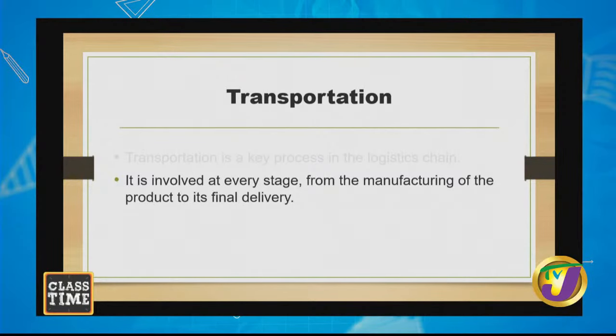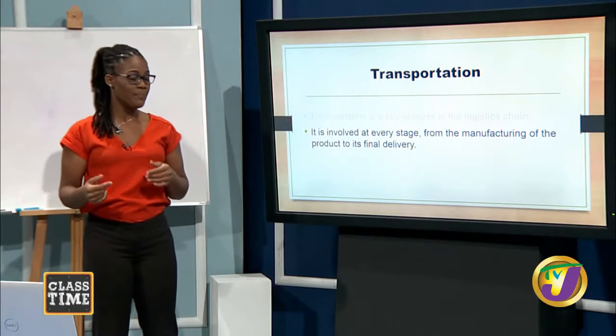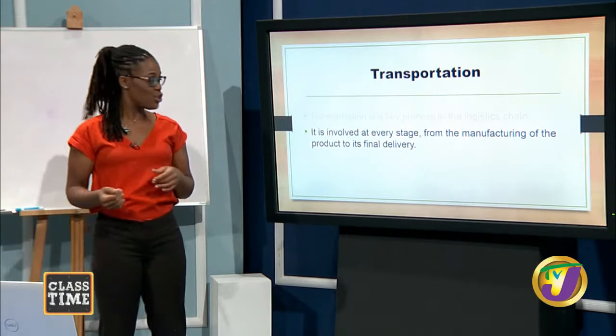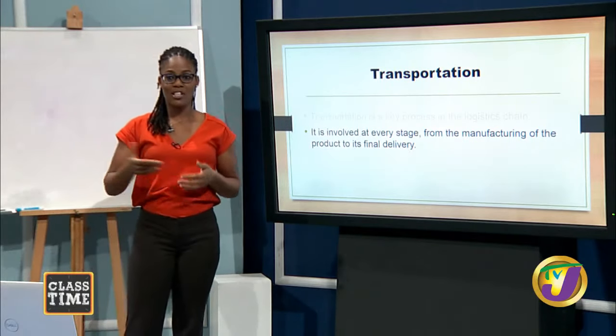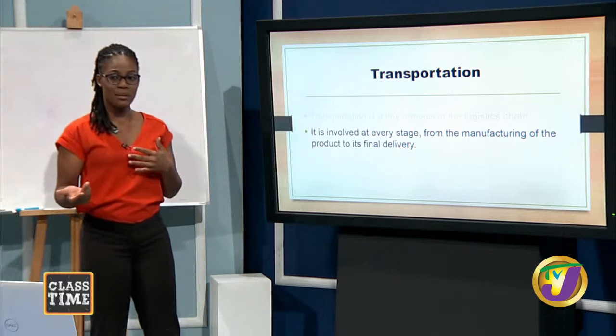Now, it is involved at every stage, from the manufacturing of the product to its final delivery. So transportation is needed to take raw material into the factory for manufacturing. Transportation is also needed to take final goods or finished goods to the final consumer or to the intermediaries, the wholesalers, the retailers, right, to be accessed by consumers. Now, transportation is also useful to take workers to and from work, and that's important, right?